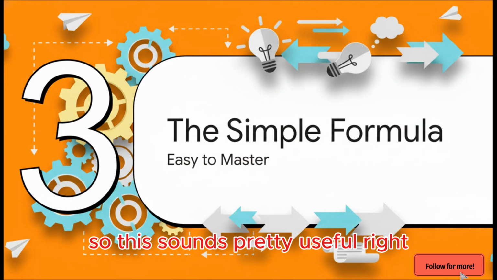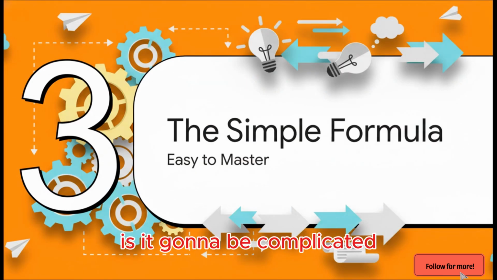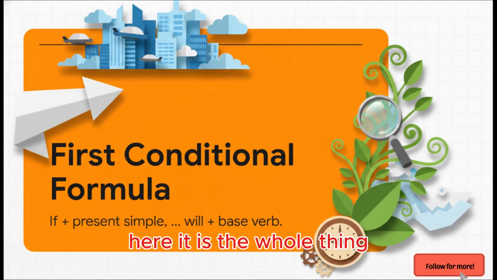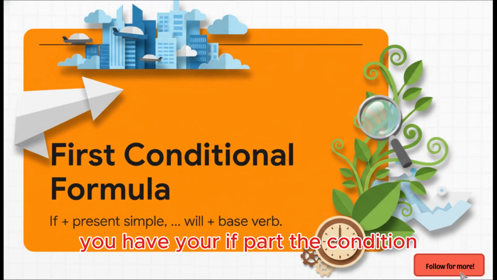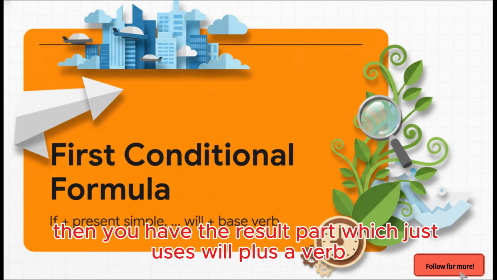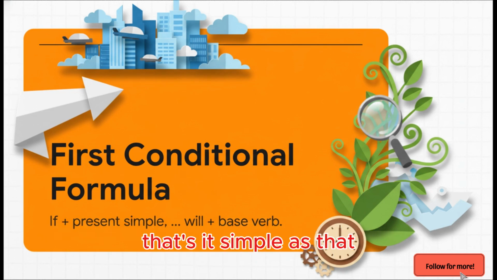Okay, so this sounds pretty useful, right? But you might be thinking, is it going to be complicated? And the answer is, nope, not at all. The formula behind this is actually incredibly simple. Here it is, the whole thing. It's really just two parts. You have your if part, the condition, and that uses the present simple tense. Then you have the result part, which just uses will plus a verb. That's it. Simple as that.